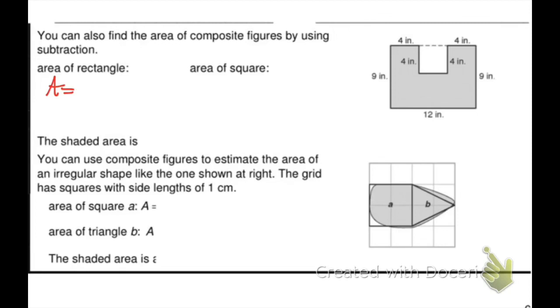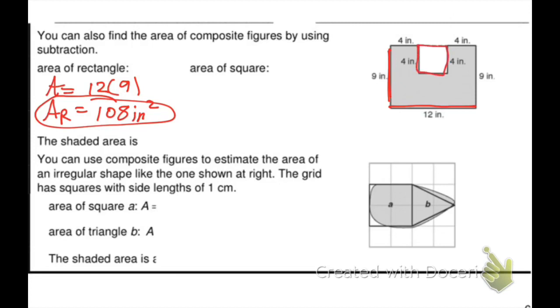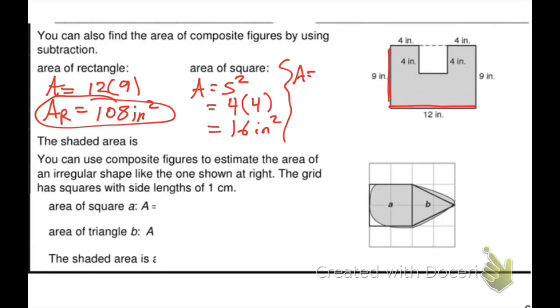Base times height. Base is 12. The height is 9. So the area of the rectangle is equal to 108 inches squared. Now let's calculate the area of the square. Area is equal to s squared, side times side, 4 times 4. So I get 16 inches squared. So now all I'm going to do to calculate the total area is take the rectangle, 108, minus 16, and that will give me the total area of 92 inches squared.